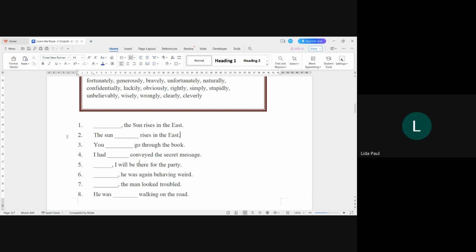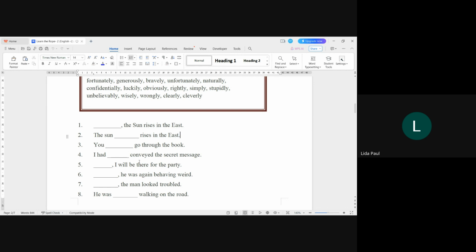It's not an informed statement or decision, right? That follows it. It looks more like a comment. So you can say, fortunately, I'll be there for the party. Or you could also say, obviously, I'll be there for the party. Right? That's also right. Both can go.